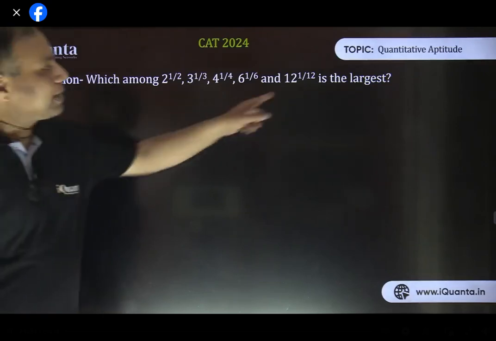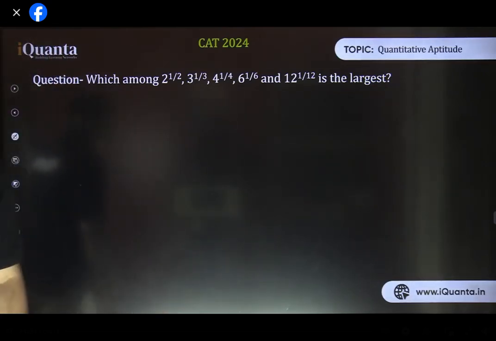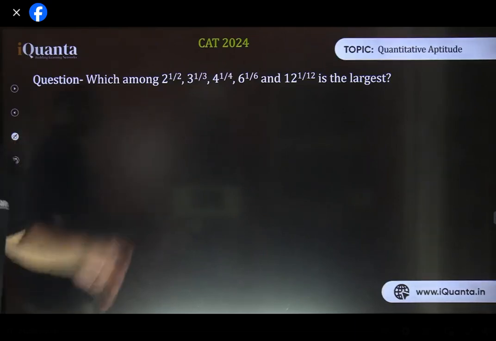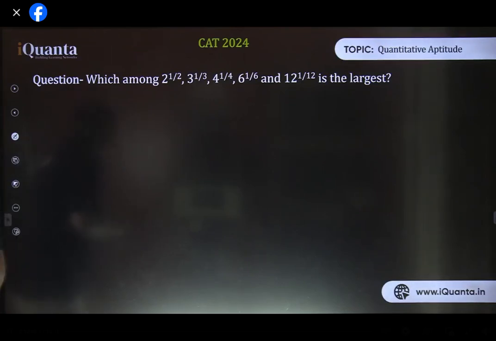Which among the following is the largest? How to do this now? How to identify the largest among them? See, CAT still asks questions like this involving certain indices. This may be considered as part of numbers, but right now we have included it in this algebra part. So how to simplify this?